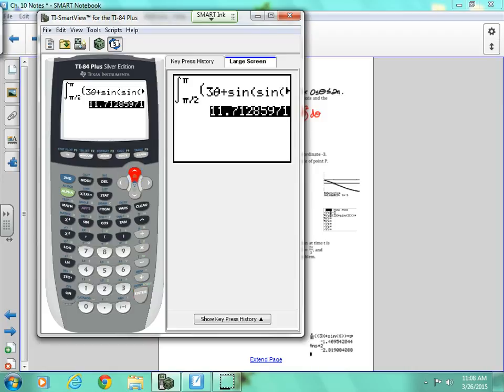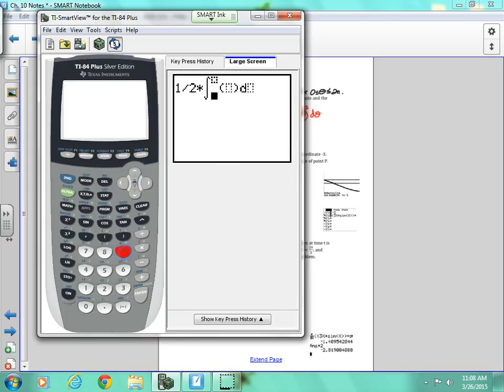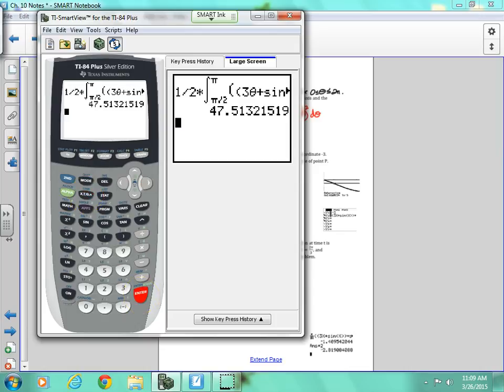Wait, what's wrong? A, I typed it in wrong. And B, we still have to do times 1/2. So we could do 1/2 times the integral. But I did type it in wrong. That was my bad. Anyway, we're good on plugging in, right, guys? We like problems that let us plug in. I'm just making sure I'm right, though. Now I'm good. d theta. Ta-da! 47.513, done. Okay, cool. We like that.